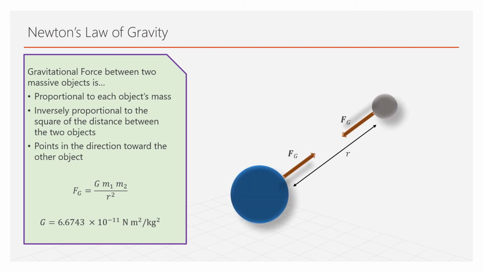In this image, there are two massive bodies. Each of them attract each other through a force of gravity. The magnitude of this force is the same for both objects. The distance between these two objects is r, and the force points directly towards the other object.